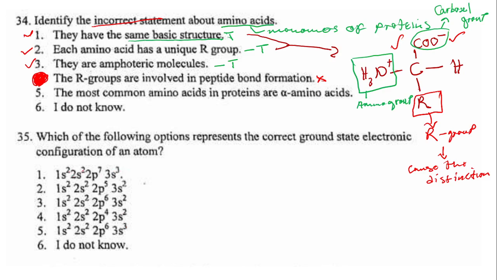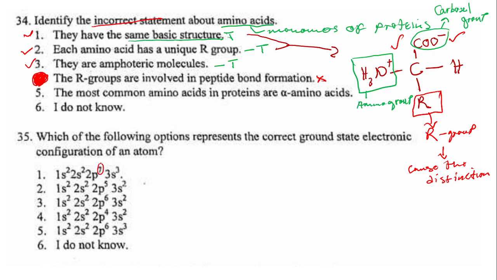So this is 2, 4, 7 plus 3. Okay. For this question, what they are trying to demonstrate is to help us know if we know how to do the electron configuration. If you know how to do the electron configuration, I'll start with the first one. The first one is wrong because there is a 7 there.